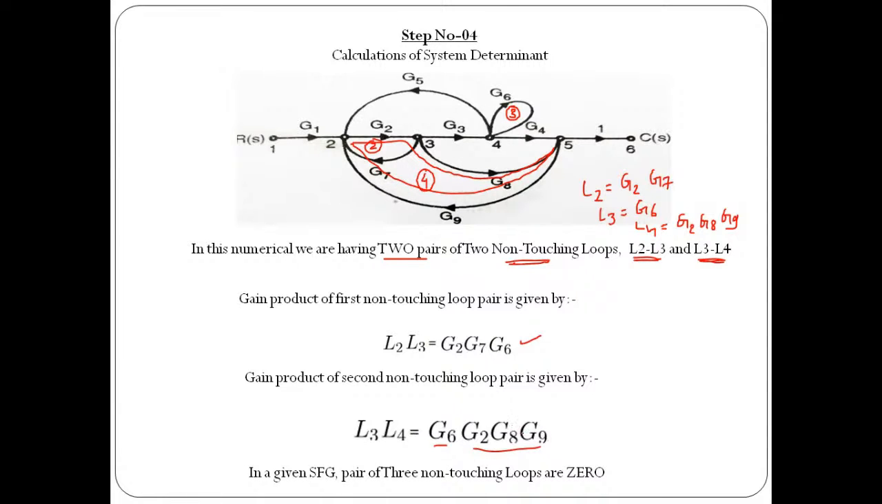Apart from this, the product of three non-touching loops in this case is going to be 0. That means in this particular structure, there are no three non-touching loops. There are only 2 pairs of non-touching loops: one is second and third, and one is third and fourth.